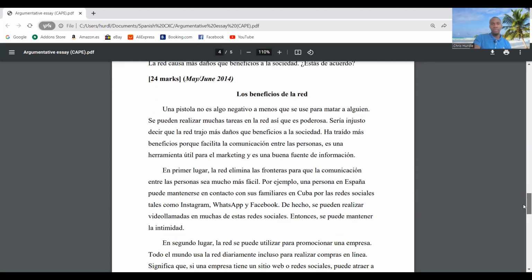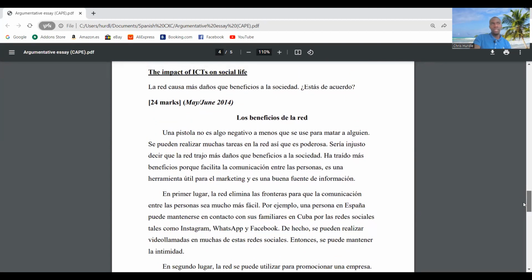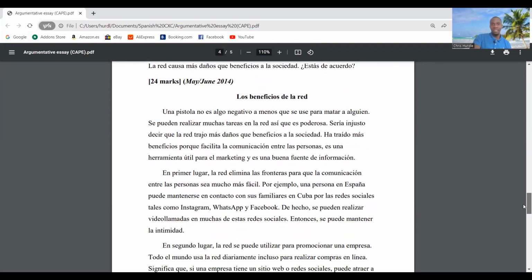Now, this time I chose to construct my title as a general topic. Los beneficios de la red. Based on that title, it's obvious that I disagree with this statement. All right, but let's see.